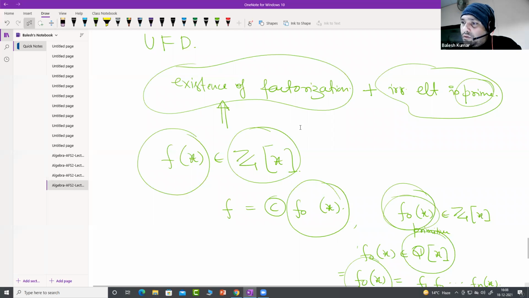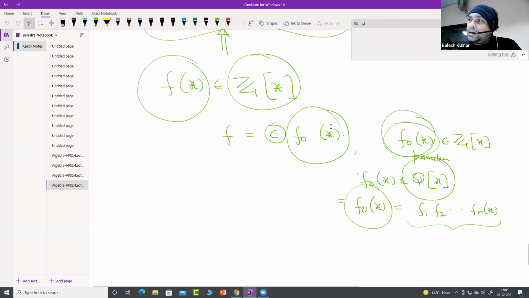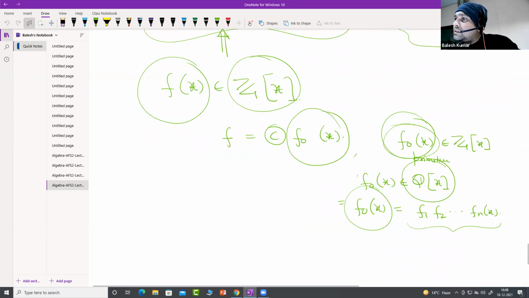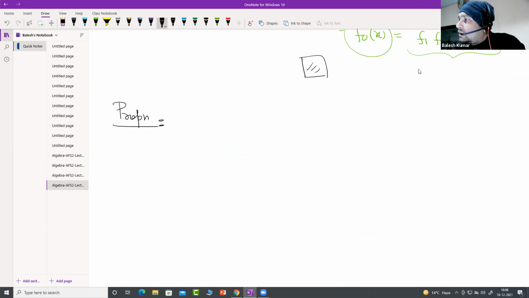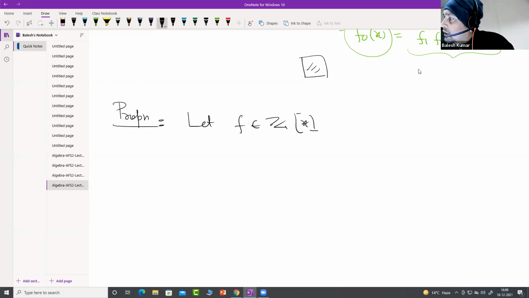So let us try to proceed further. And this is again a theorem that we are going to discuss. So let me just write down this as a proposition here. What this says is: let f belong to Z[x], an integer polynomial, with, say, positive leading coefficient. So we will start with positive leading coefficients.